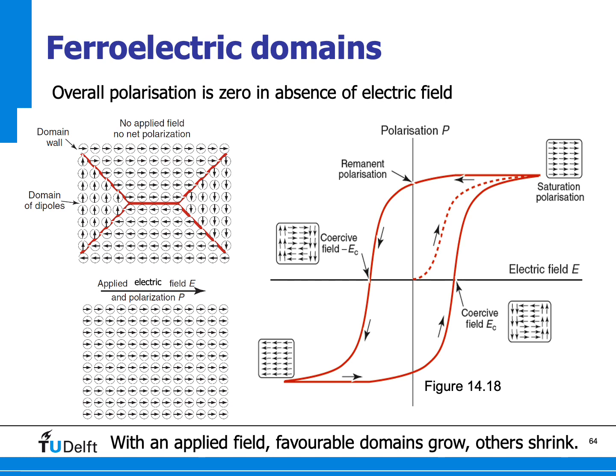And again it reaches a saturation level, and if you then switch the electric field in the same way, the polarization goes down, there's a remnant polarization, and you have to continue increasing the field until you reduce the polarization to 0, and here again you have reached the coercive field EC.